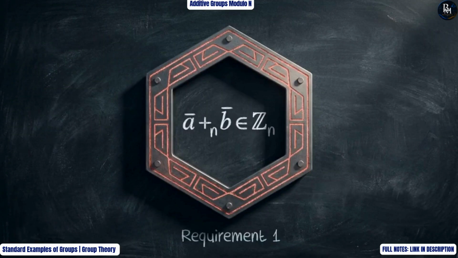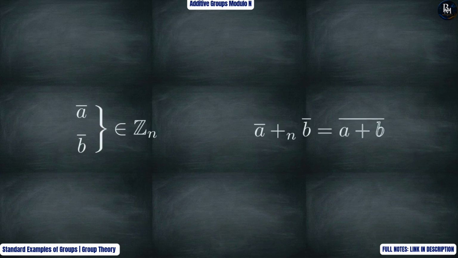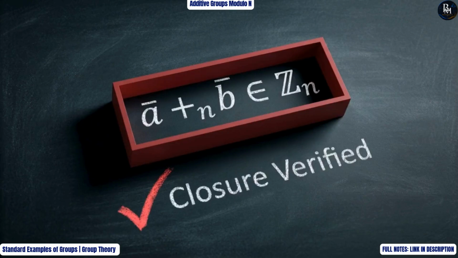Axiom 1 is closure. We must prove that the sum of any 2 elements in Zn remains within Zn. We apply the definition of modular addition to 2 arbitrary elements, a bar and b bar. This results in the residue class of their integer sum. Because the output is a residue class modulo n, it is an element of Zn by the construction of the set. Closure is a rigid consequence of the definition of modular addition.